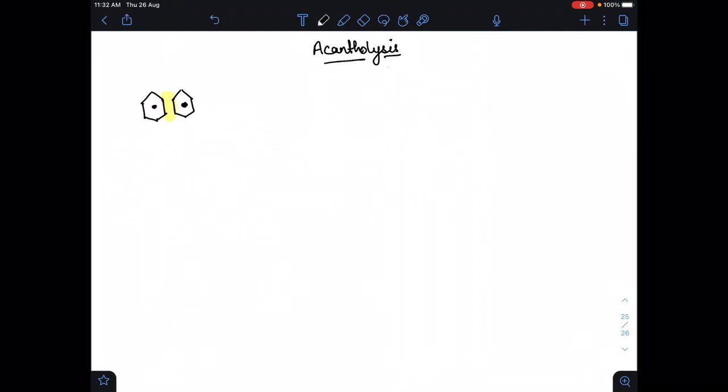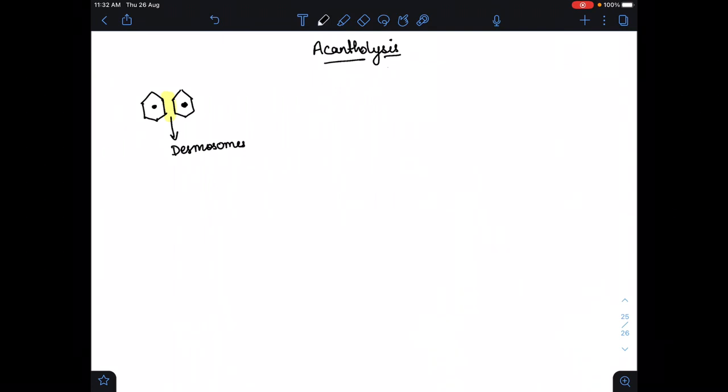Hello everyone. So in this video we are going to learn about acantholysis. Before starting, I want to tell you that keratinocytes, suppose this one is one keratinocyte and this one is the other keratinocyte, are attached together with the help of desmosomes. So desmosomes help the keratinocytes to attach together.